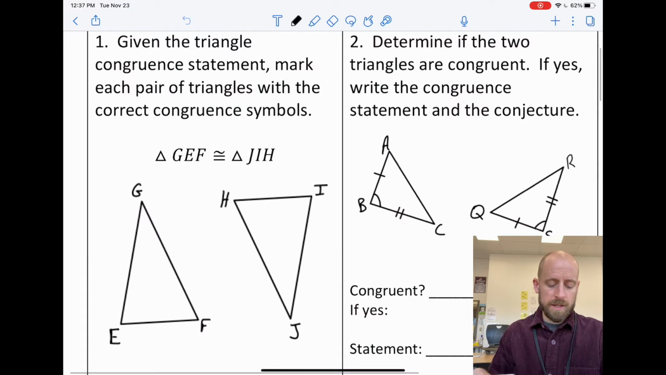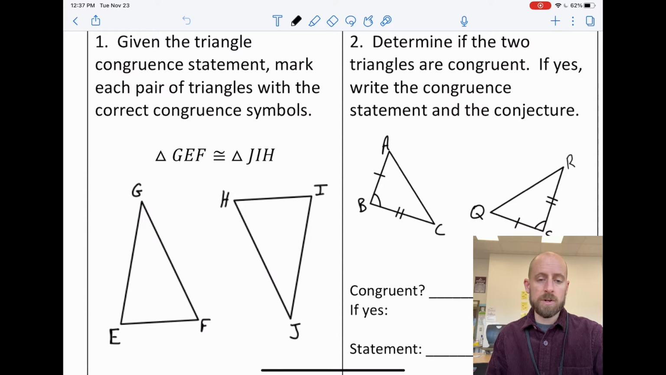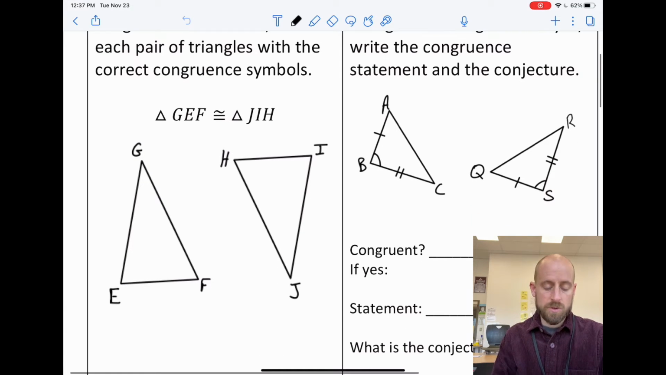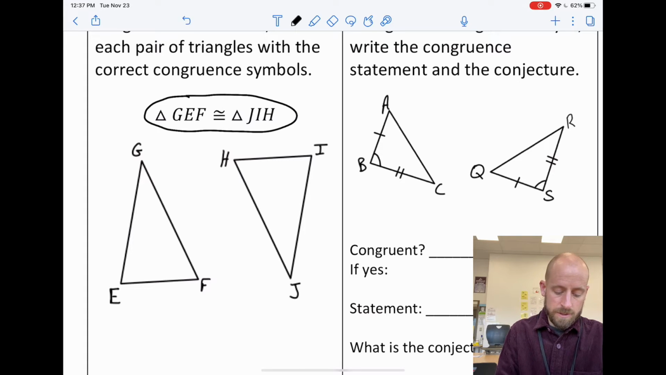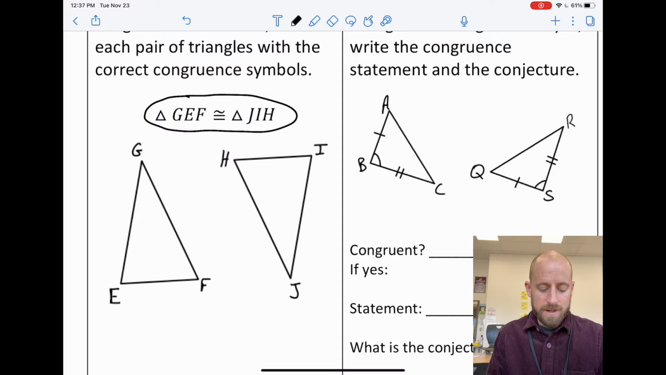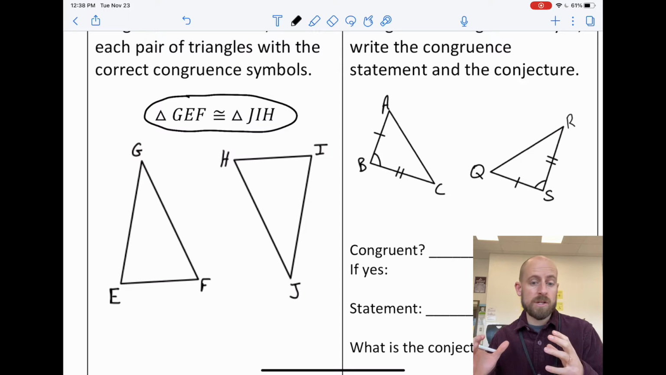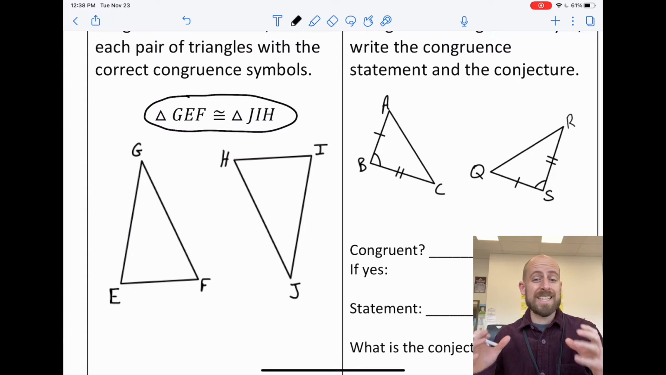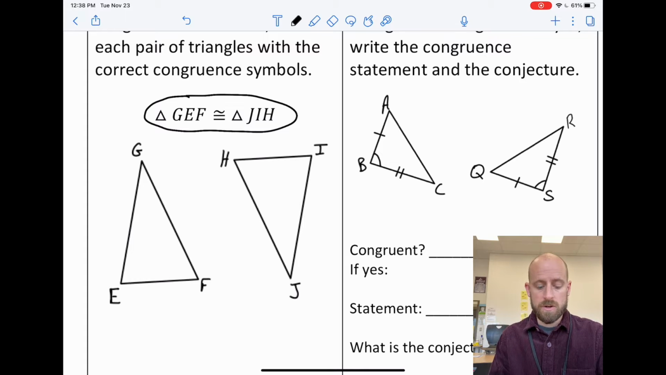Number one, given the triangle congruent statement, mark each pair of triangles with the correct congruence symbols, okay? So we're giving you some information about the two triangles, and that is we have a congruence statement. What that statement tells us is all of the corresponding matching parts of each triangle are the exact same measure. The side lengths are all of the same length, and the angles are all the same measure, right? So we're going to use that statement to mark that up on the triangle using congruent symbols, all right?